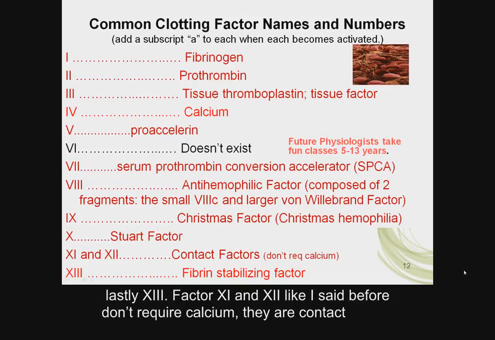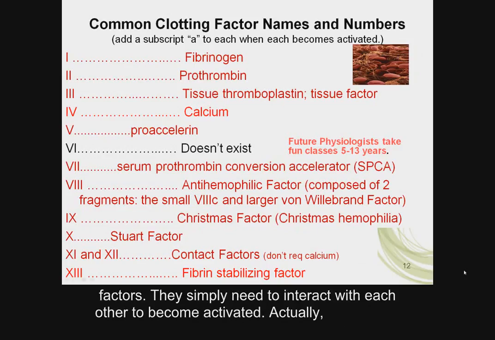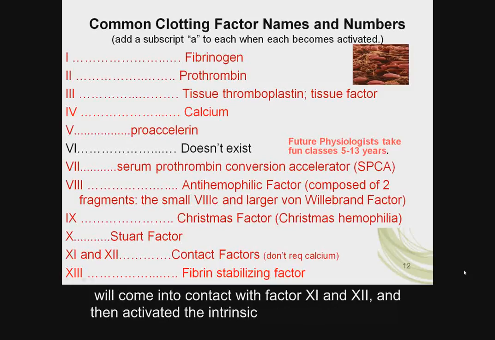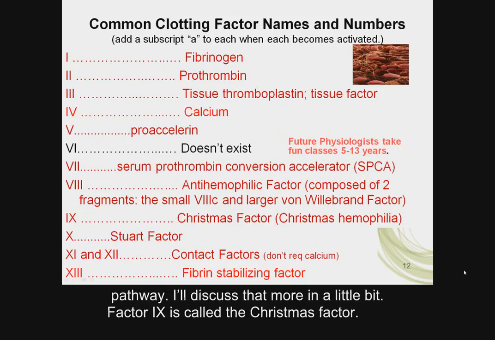Factor 11 and 12, like I said before, don't require calcium. They are contact factors. They simply need to interact with each other to become activated. Actually, it's the prothrombin activating substance that will be made by the extrinsic pathway that can come into contact with factor 11 and 12 and then activate the intrinsic pathway. Or it can be collagen fibers that activate 11 and 12, and I'll discuss this in a little bit.